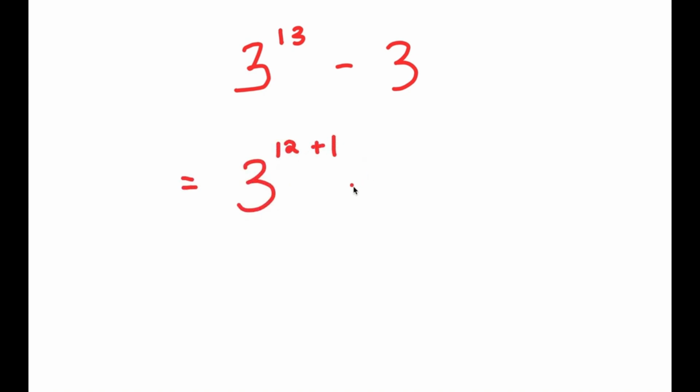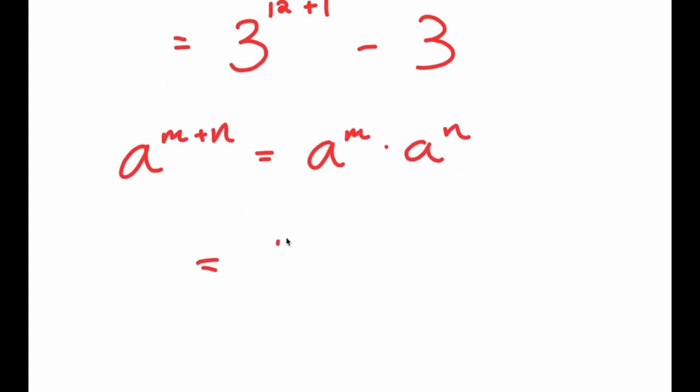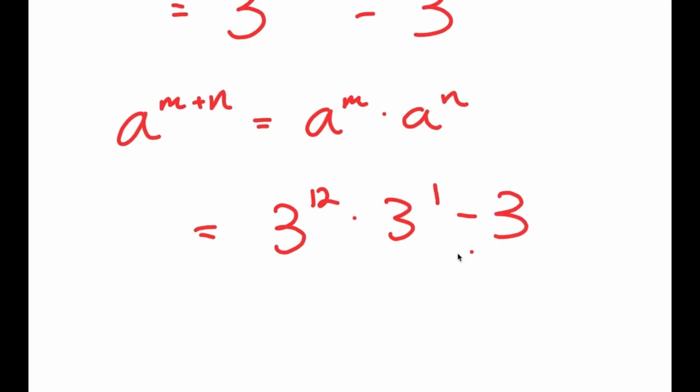Alright, so in this video, I'm going to solve the problem 3 to the power of 13 minus 3. To solve this, I'm going to first start by rewriting this as 3 to the power of 12 plus 1 minus 3. Now if I have something in the form a to the power of m plus n, this is equal to a to the power of m times a to the power of n. So I get 3 to the power of 12 times 3 to the power of 1 minus 3.